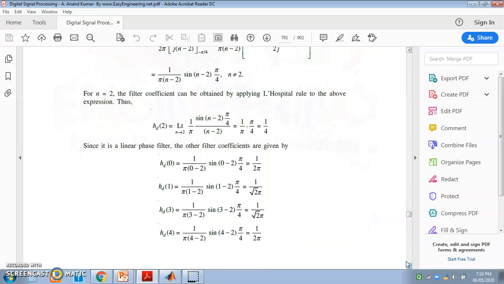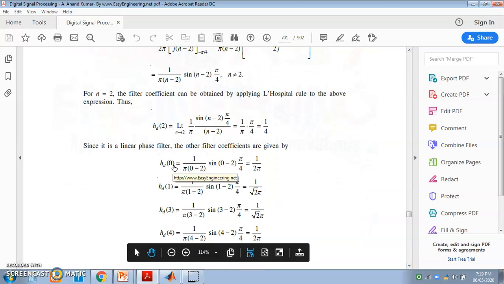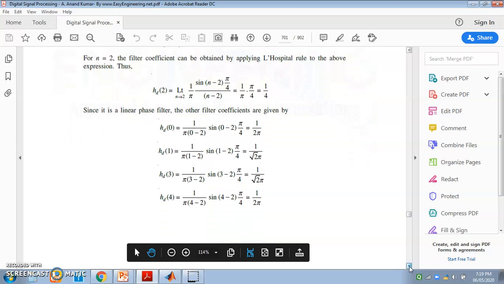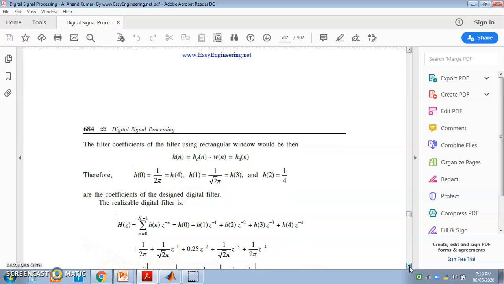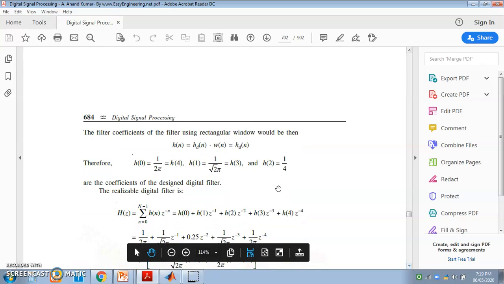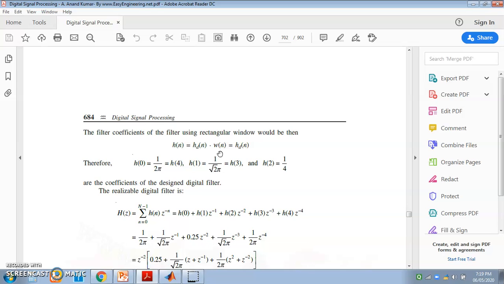By solving this we can have h_d(0), h_d(1), h_d(2), h_d(3) and h_d(4). This is nothing but a fifth order filter. Once I know the desired impulse response, I can shape it with the window function, called the rectangular window. We know that the rectangular window has w(n) equal to 1 for all n, so h(n) is equal to h_d(n) at all times in this case.